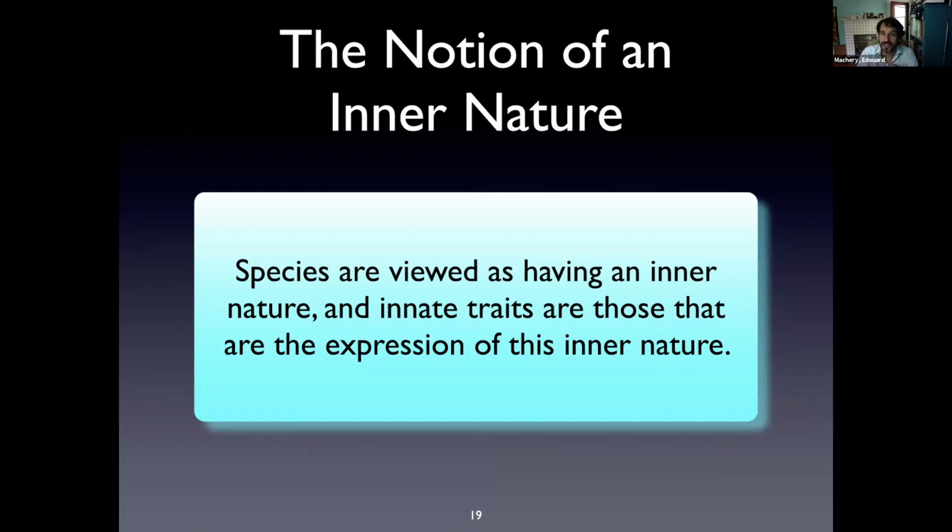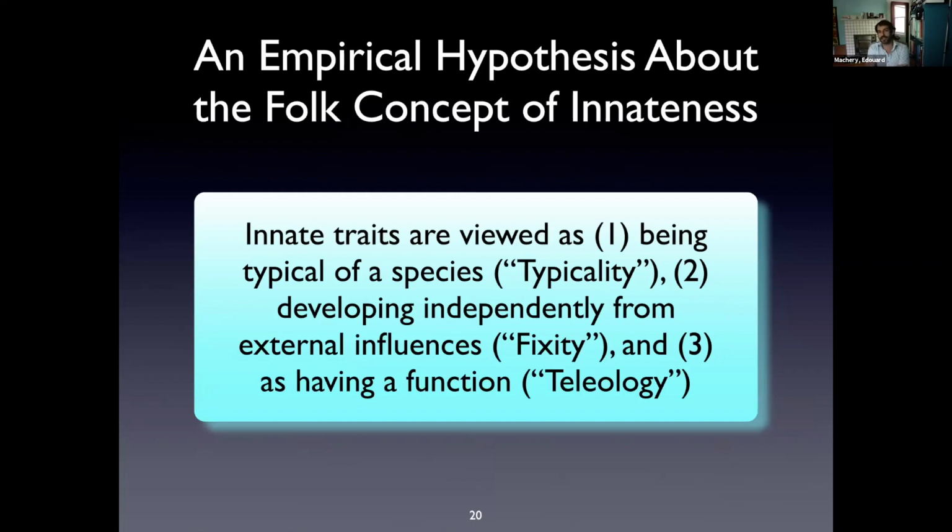So that hypothesis about the folk or manifest concept of innateness led me and some of my collaborators to make the following hypothesis about the manifest concept of innateness. We hypothesize that when people think about innateness, they're going to think of a trait as having three properties.